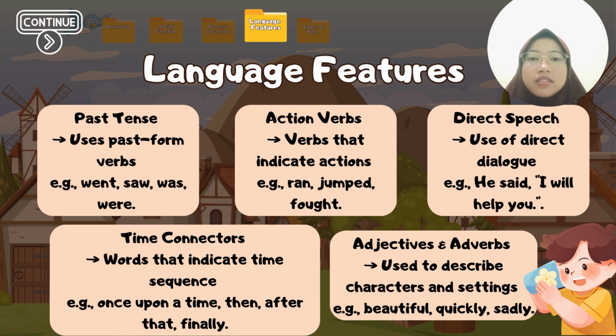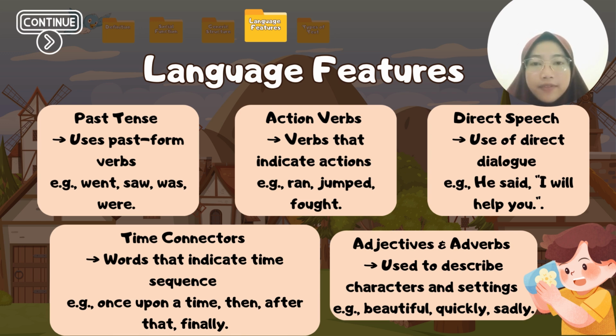And then the third language feature of narrative text is the use of direct speech. It means that the narrative text consists of dialogue between characters, which indicates that the characters are directly involved with each other. And then the fourth language feature of narrative text is the use of time conjunctions. For example, once upon a time, a long time ago, finally, after that, and many other time conjunctions.